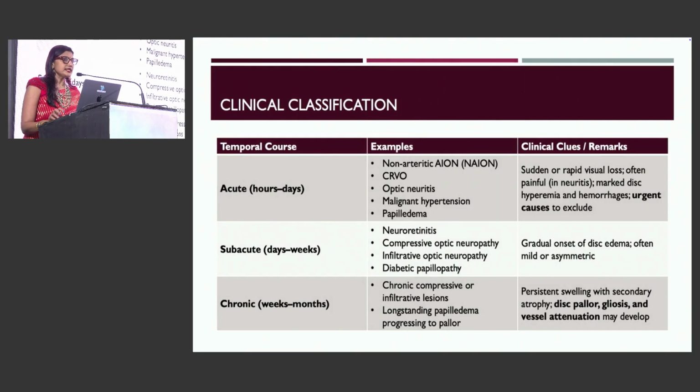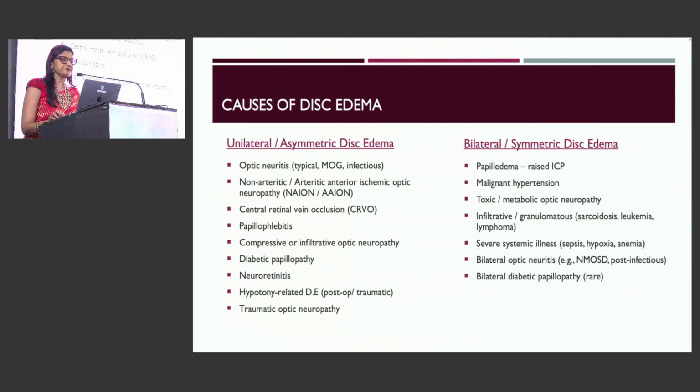Clinical classification is according to the course of the disease. Is it acute, is it subacute, or is it chronic? You know that the ischemic events are almost always acute. Inflammatory are also mostly acute. And sometimes malignant hypertension and papilledema are also acute, rapid rise in the disc edema. The subacute causes are the compressive ones, the infiltrative ones, and the chronic ones are the chronic infiltrative conditions and long-standing papilledema.